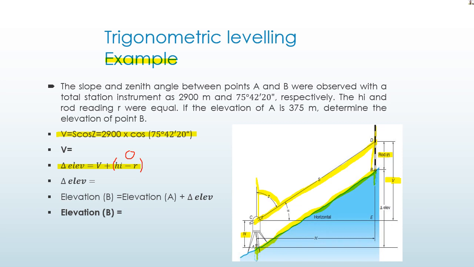And if you know the elevation or reduced level of point A, then you can easily determine the elevation or reduced level of point B. Elevation of point B equals elevation of point A plus the difference in height between the 2 points. So that's the procedure. You just need to replace the figures we have from this example.